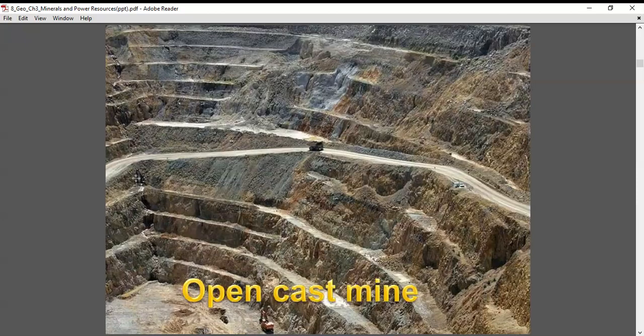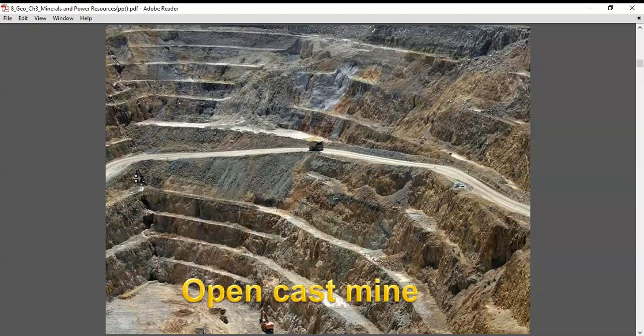Open cast mining, shaft mining. This is an open cast mine. You can see this is a very large quantity of earth which has been dug up. Only a pit is dug open. It is usually used for minerals that are on the surface. All the minerals are available on the crust itself, and open cast mining is normally used for iron ore, copper, and all these kinds of minerals.